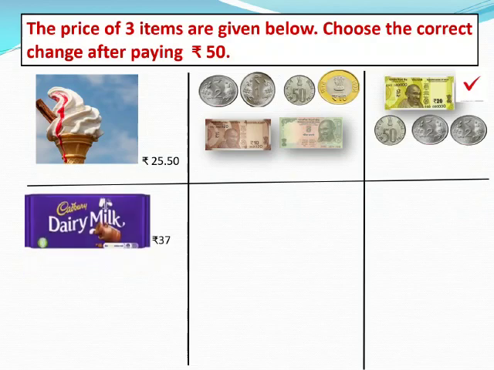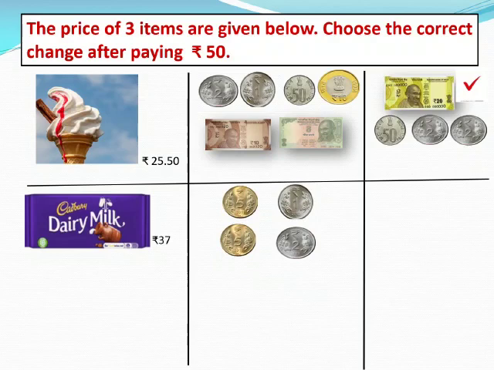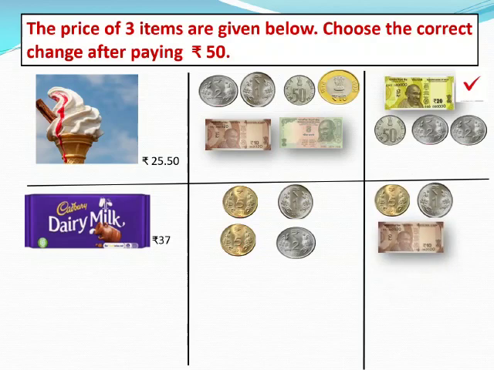That is, item is dairy milk, cost rupees 37. See the options given here. Let us start from the cost of the item 37 and start from the smallest amount. 37 plus 1, 38, plus 2, 40, plus 5, 45, plus 5, 50. We got 50 rupees. Let us see my next option also. Here 37 plus 1, 38, plus 5, 43, plus 10, 53 we are getting, right?